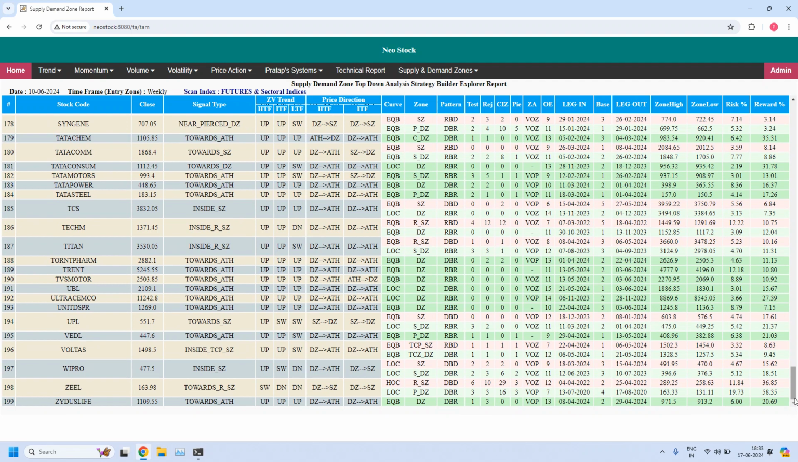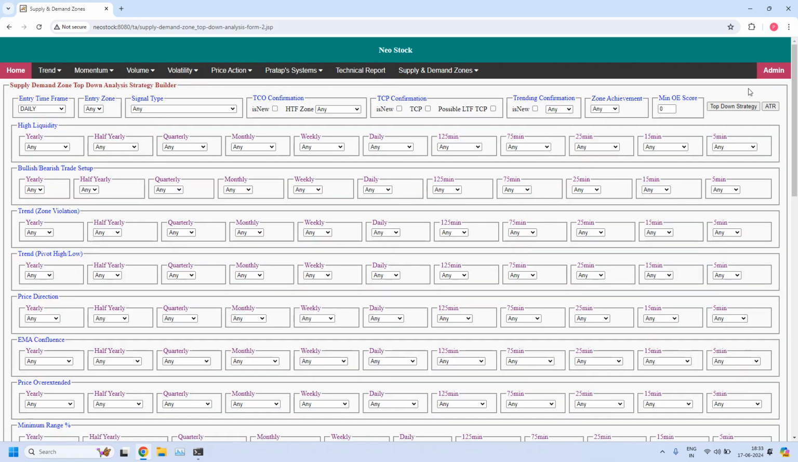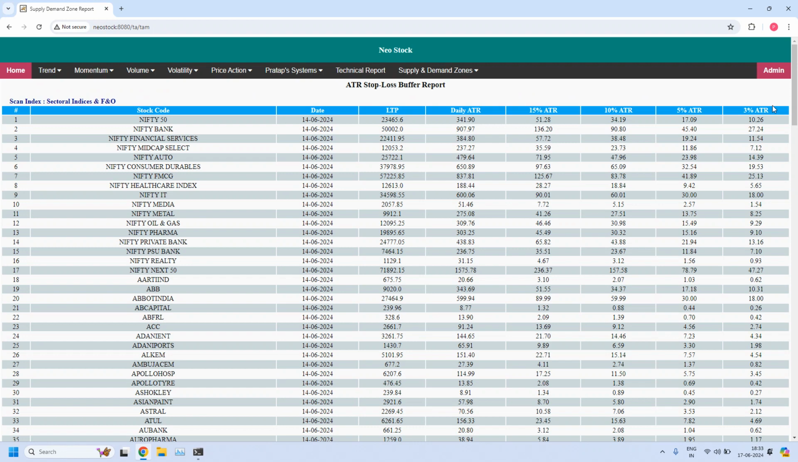So this is the complete list having all the weekly demand and supply zones. Now in the final report, let me generate the stop buffers based on daily ATR. So this is the complete list. What I do, I keep on scrolling the list down again by giving you few seconds time each time when I scroll down. Any of the stock you want to refer, there you can pause the video. So I'm scrolling the list down.